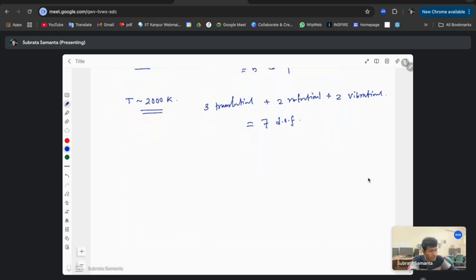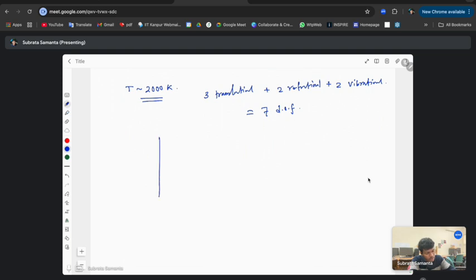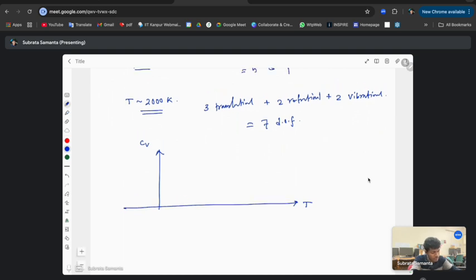So if we plot the specific heat Cv with the temperature, once you know the degrees of freedom, we can calculate the specific heat Cv. So this is basically F by 2 kB T, right?